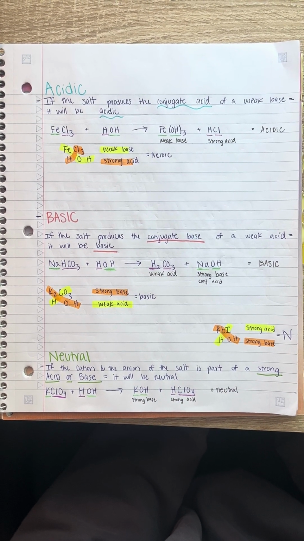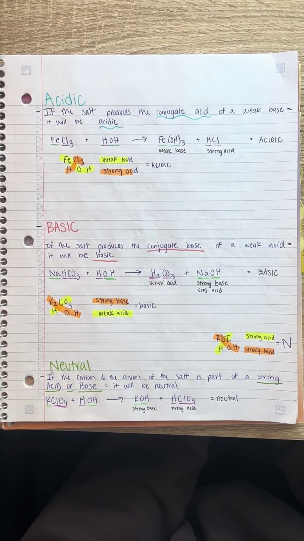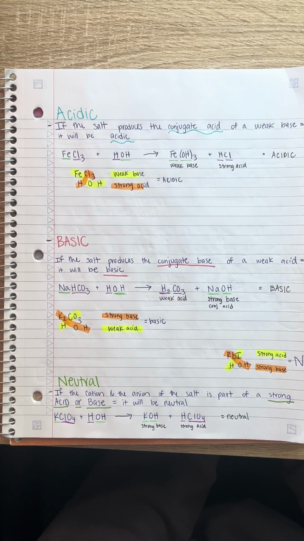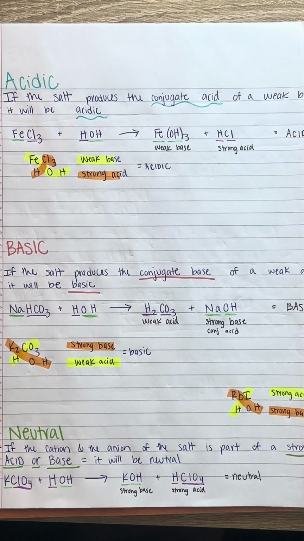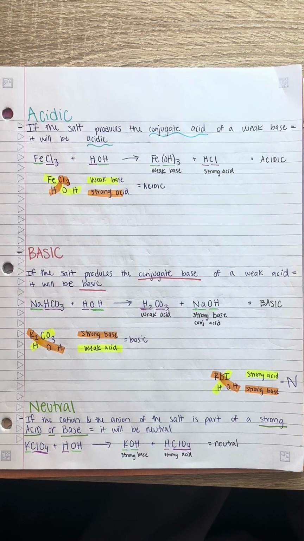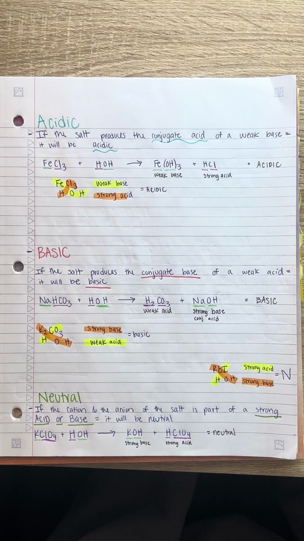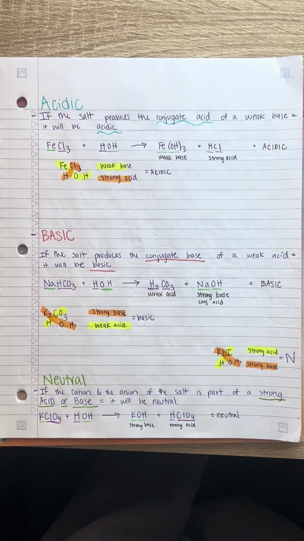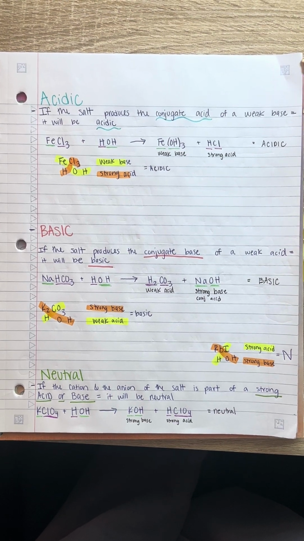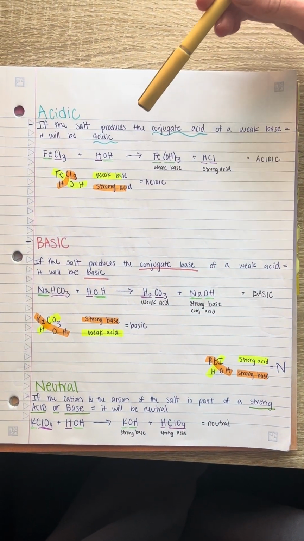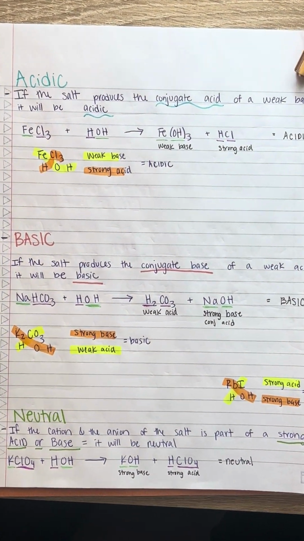Today I'm going to be talking about the difference between salts and how to determine, when a salt breaks down, if it's acidic, basic, or neutral. So I'll start with acidic. If the salt produces the conjugate acid of a weak base, the solution is going to be acidic. So I just have the definition up here at the top for you.